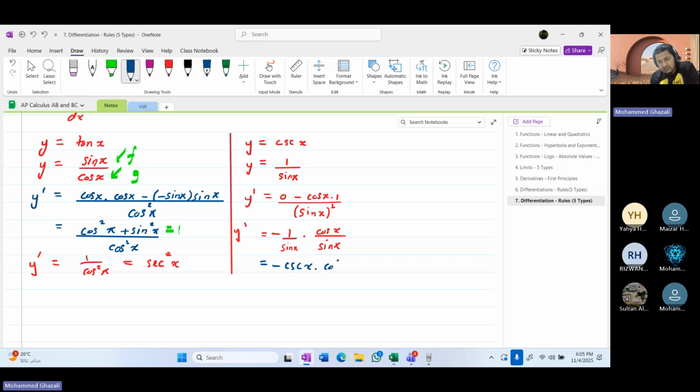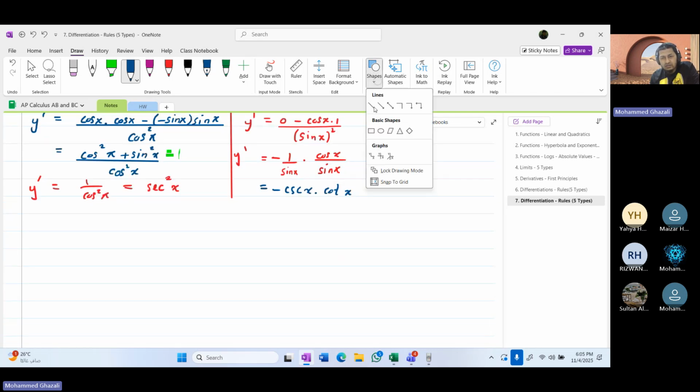and cos x over sine x is cot x. So what's the derivative of cosec? The derivative is negative cosec x cot x, okay? That's the derivative of cosec x.